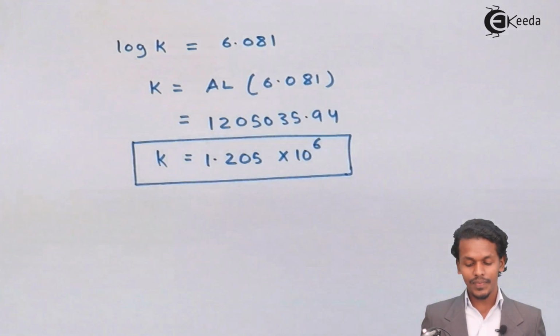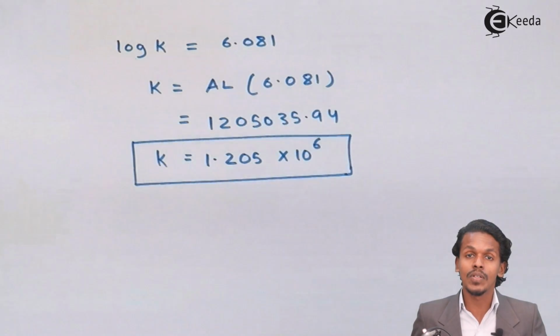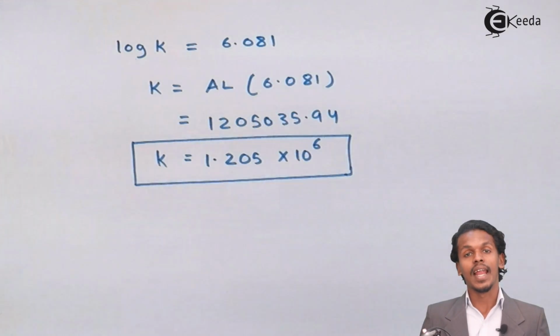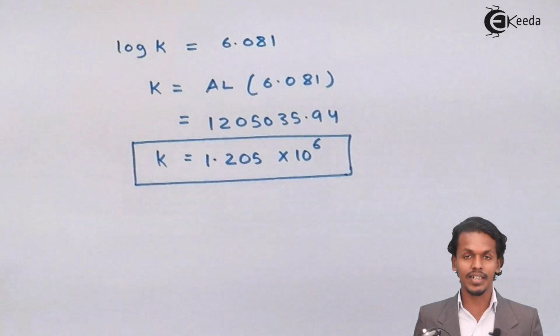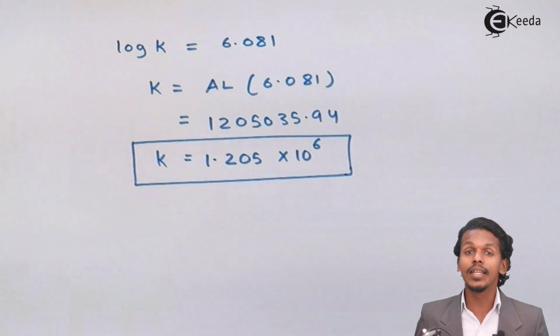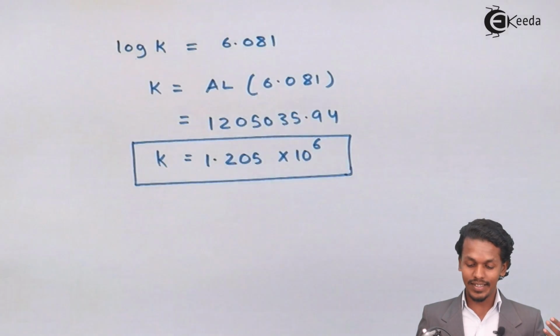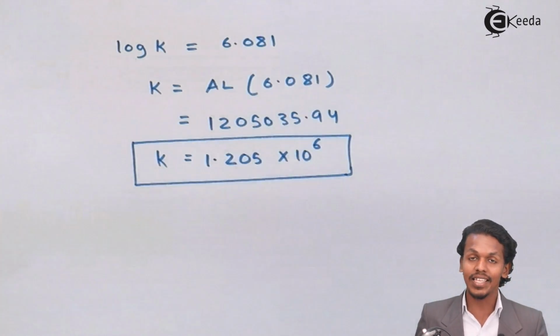So this is how we have calculated the value of the equilibrium constant with the help of E naught cell, and also we have calculated the standard Gibbs free energy change that I was talking about. And yes, it was so easy. I hope you will try to do this kind of numericals and solve them in a very easy way.